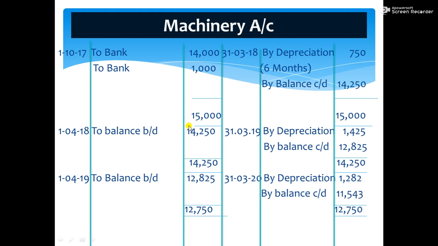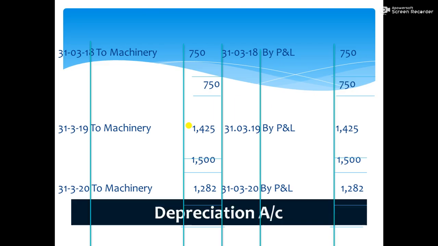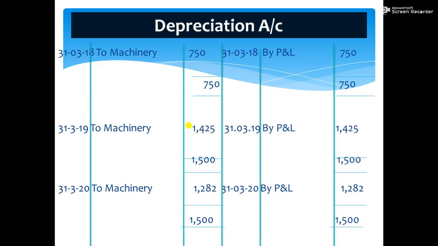We will see how that appears in the depreciation account. To machinery, first year 750, second year to machinery 1,425, and third year to machinery the depreciation amount is 1,282. Every year that should be transferred to profit and loss account, because depreciation is a nominal account that should be charged to P&L every year.